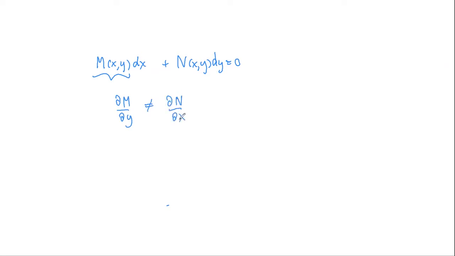So for the second part of the package, we have M(x,y) dx plus N(x,y) dy equals 0, and when you check the exactness, the partial of M with respect to y is not equal to the partial of N with respect to x. That means it doesn't start in exact form, so we're going to find the integrating factor, or the IF.